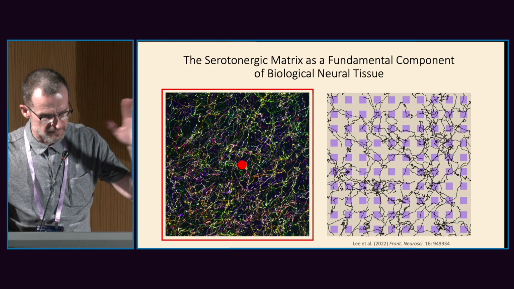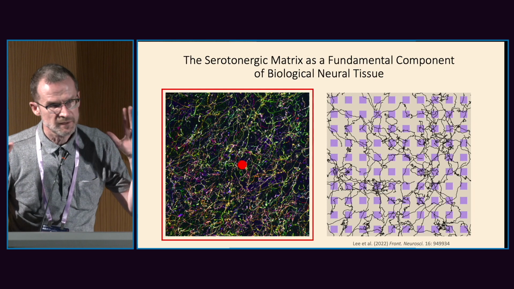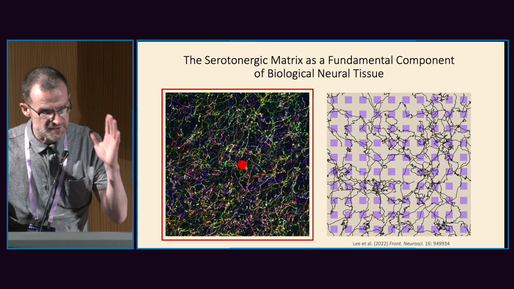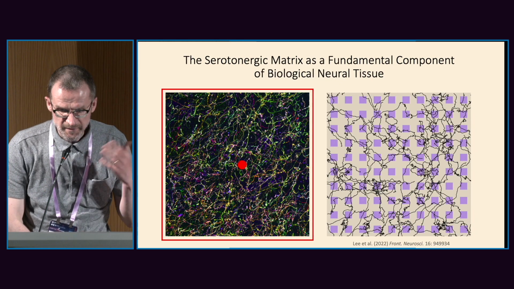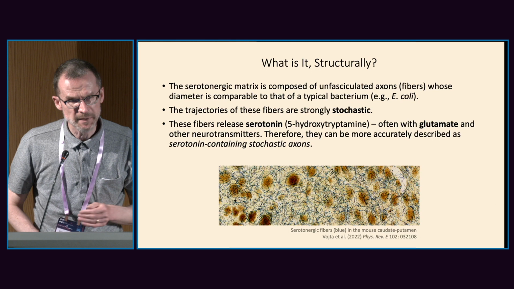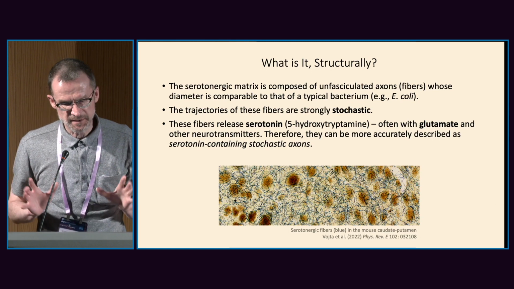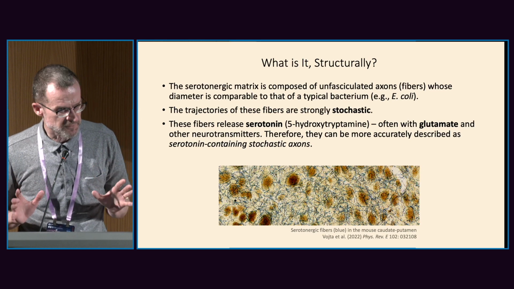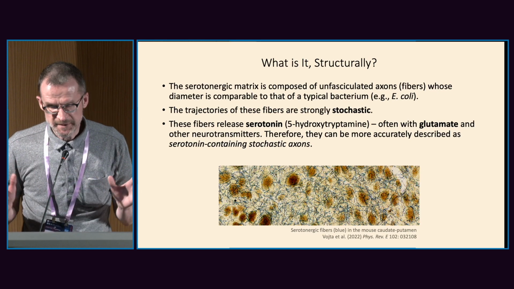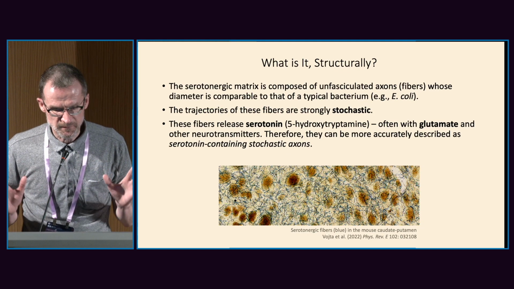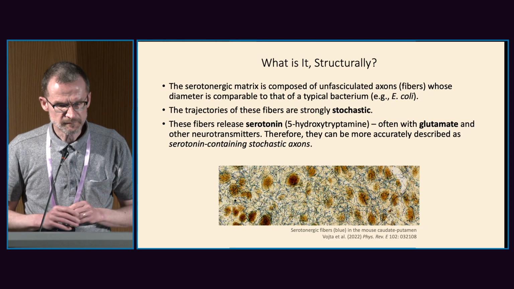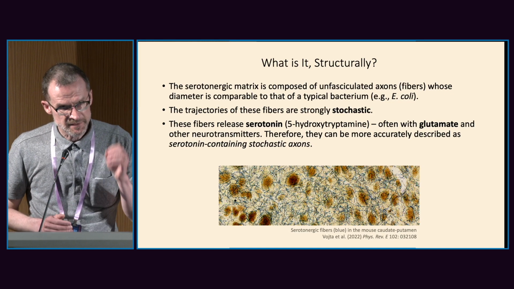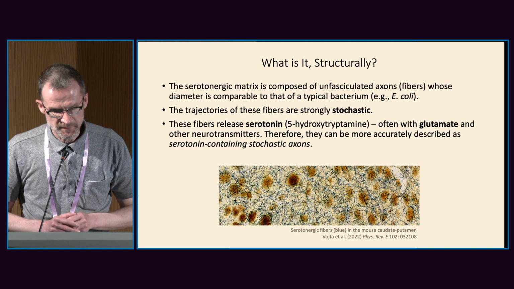We have, in this case on the right panel, a number of cells, and then we have overlaid these fibers on the system. So what are these fibers? You know them, but I'll be presenting a slightly different conceptual take on them. These fibers release serotonin. They are unfasciculated in the sense that they do not form fiber bundles. They're very thin, and most of them are not myelinated. The diameter of a typical fiber is that of a bacterium.